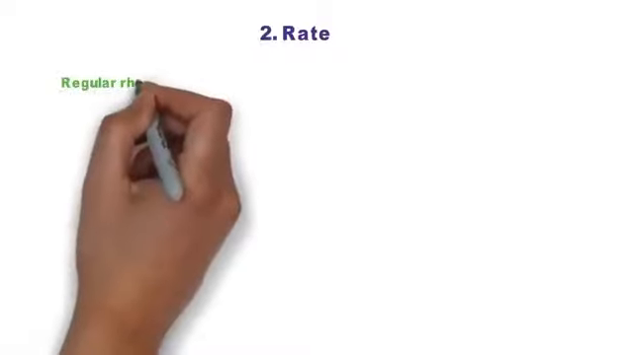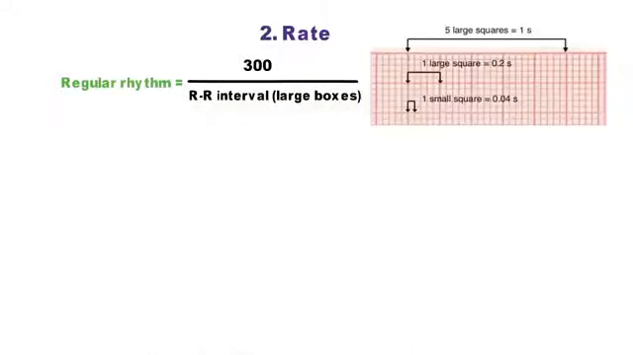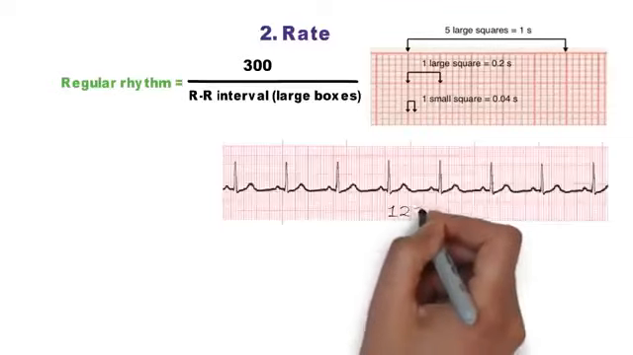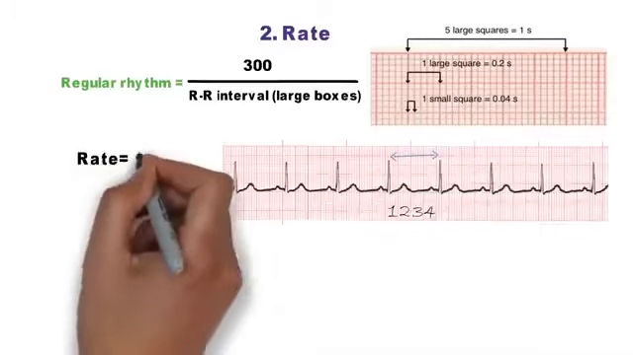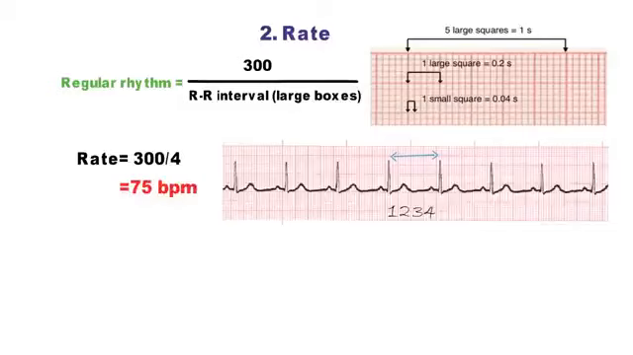Step 2 is to calculate heart rate from an ECG. If the rhythm is regular, heart rate is calculated by 300 divided by the number of large boxes between RR intervals. And this is an ECG graph paper. If the speed of the ECG machine is 25 mm per second, then one small square corresponds to 0.04 second and one big square to 0.2 second. So 5 large squares equal 1 second. Now in this normal sinus rhythm ECG, there are 4 large boxes between RR intervals. So the rate will be 300 divided by 4, which comes out to be 75 beats per minute.